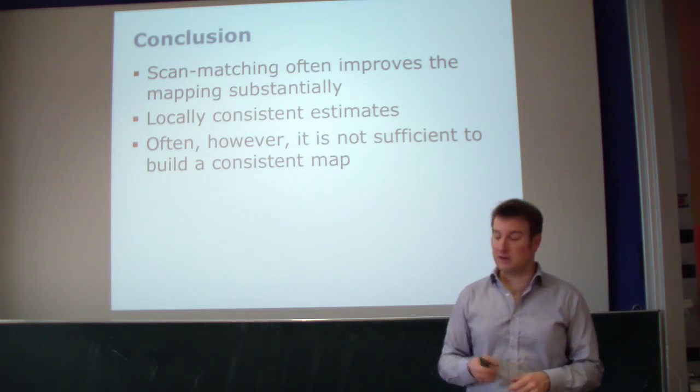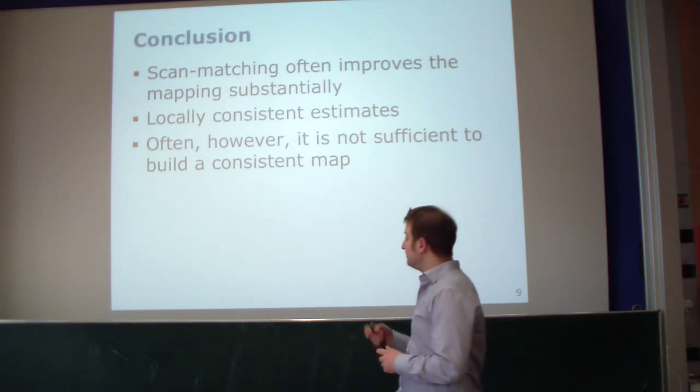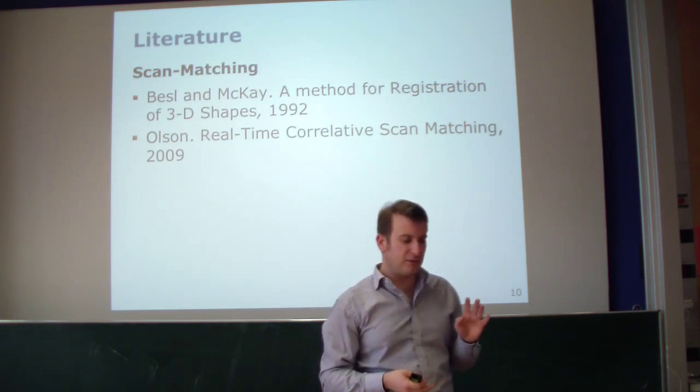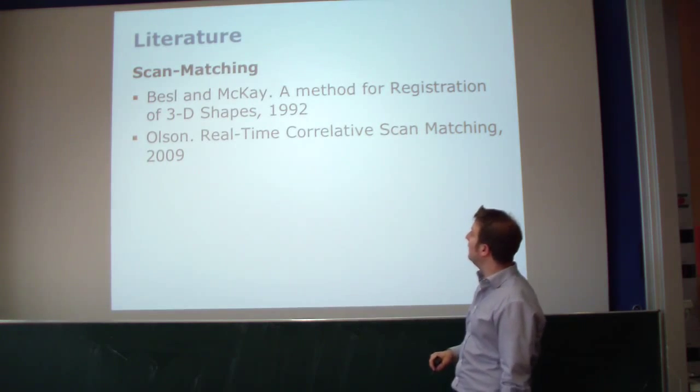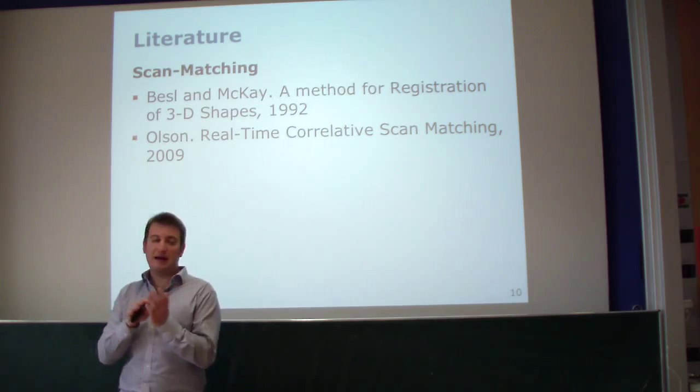So what we did can be seen as a very crude approximation to SLAM, scan matching. But often it's not sufficient to build maps. There are just two references I want to show you. The first one is Besl and McKay. This was the introduction of ICP for aligning two scans.